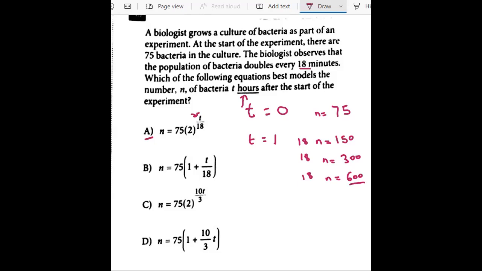Yes, Zahib. Not possible. Okay, and why? Because again t is in hours and t divided by 18 doesn't really make any sense. Okay. So basically, if you look at option B, we have 75 multiplied by 1.